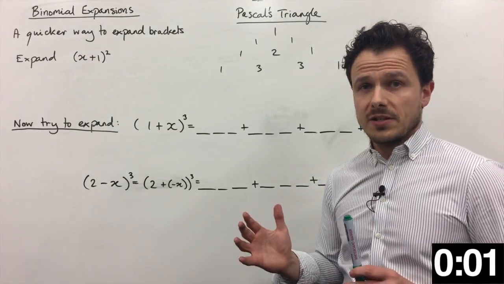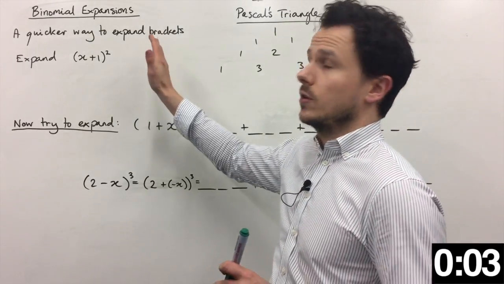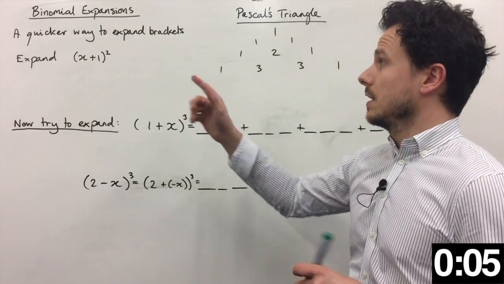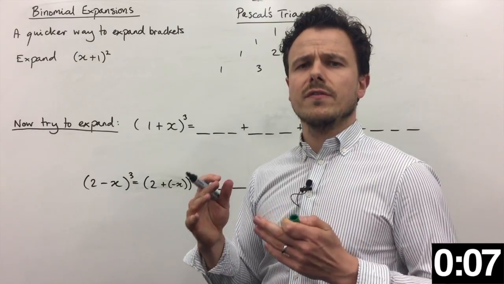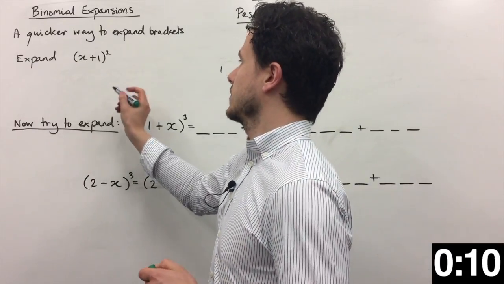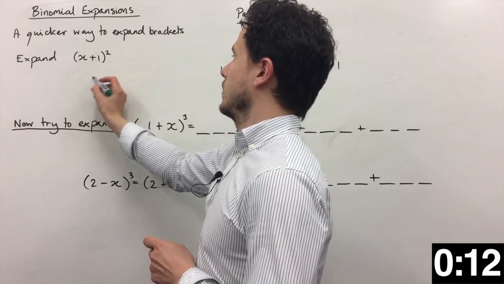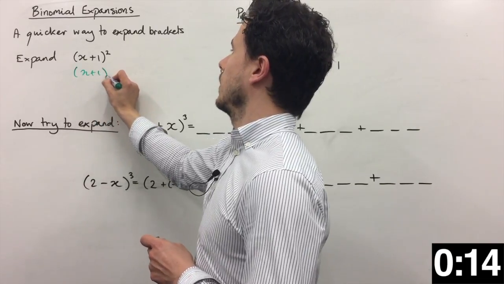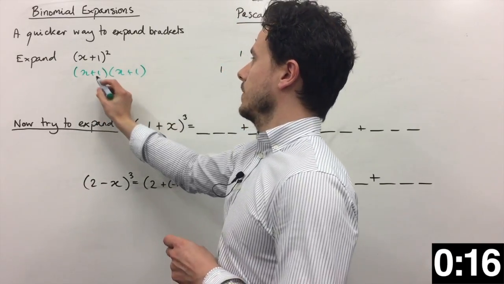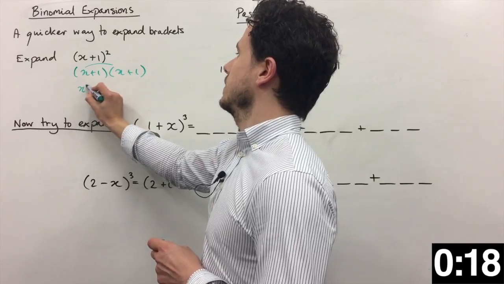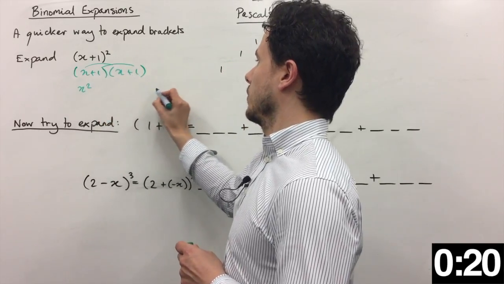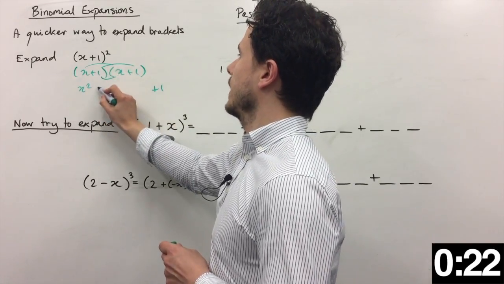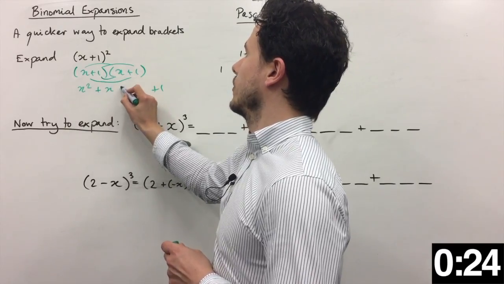Okay, binomial expansions. In short, a quicker way to expand brackets. So let's have a look. If we start off the old-fashioned way, expanding this bracket here, let's consider it as x plus 1, x plus 1. You're going to get an x squared, and on the end a plus 1, but in the middle, you get x and you get another x.